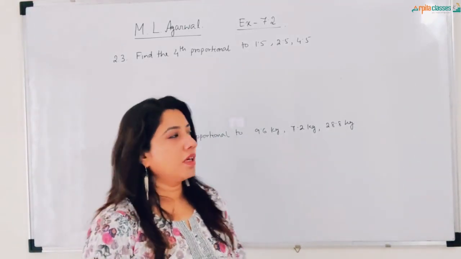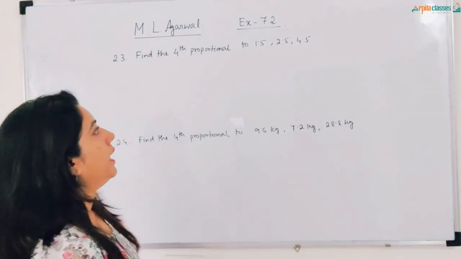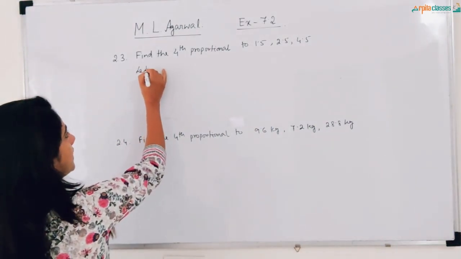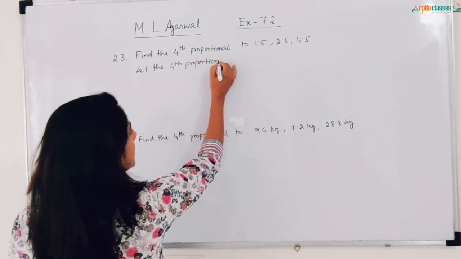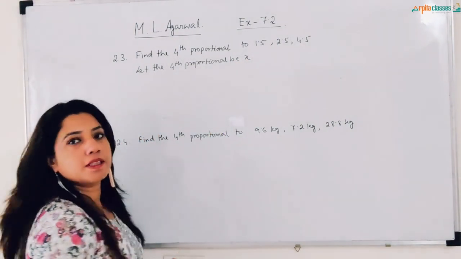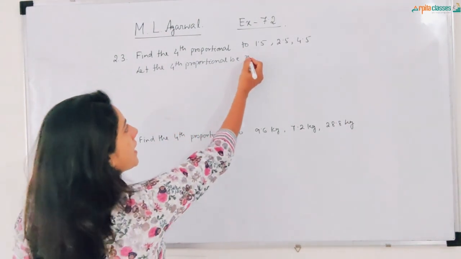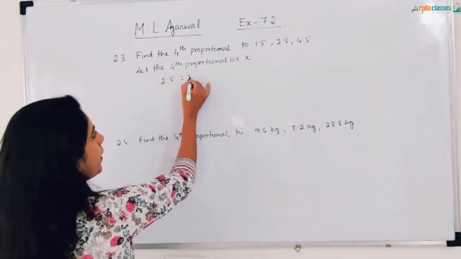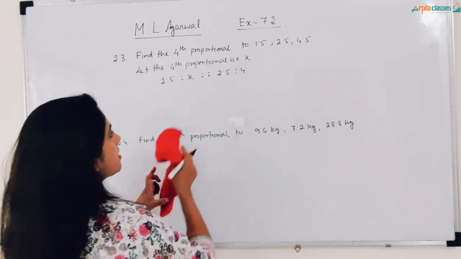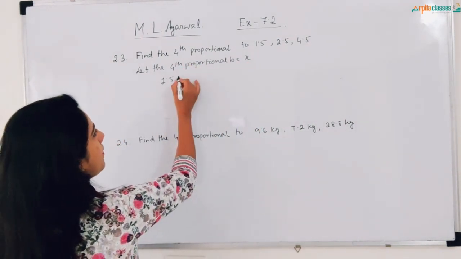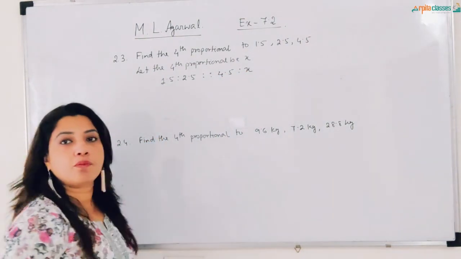Let's start with the next question. Find the fourth proportional to 1.5, 2.5, 4.5. It is just like the previous sum. Let the fourth proportional be x. You can do the sum on your own and you can just check the answer. Pause the video, do the sum on your own. It is same like the previous sum. So we can write 1.5 is to 2.5 is equal to 4.5 is to x. X is the fourth proportional.